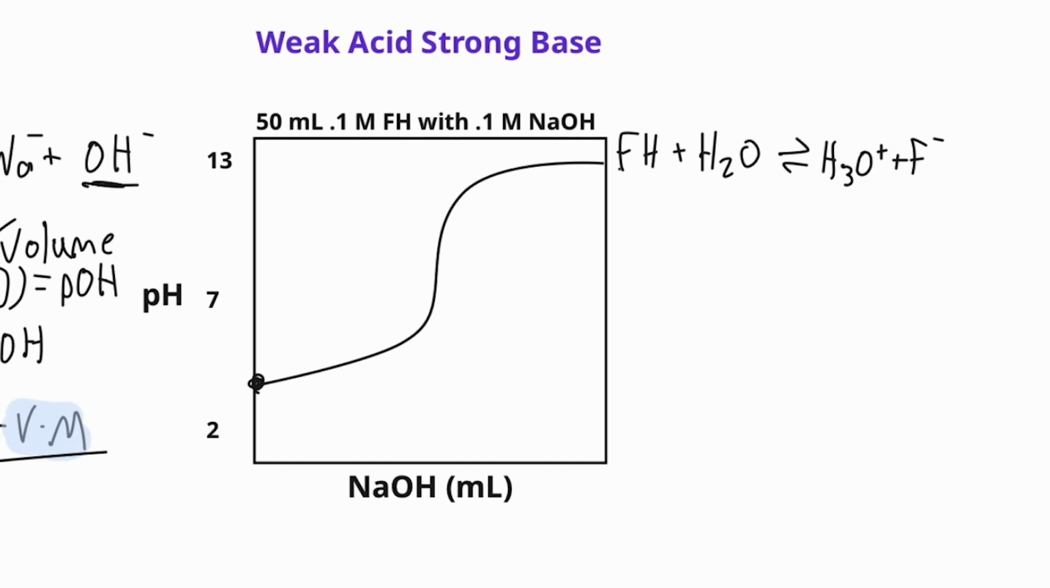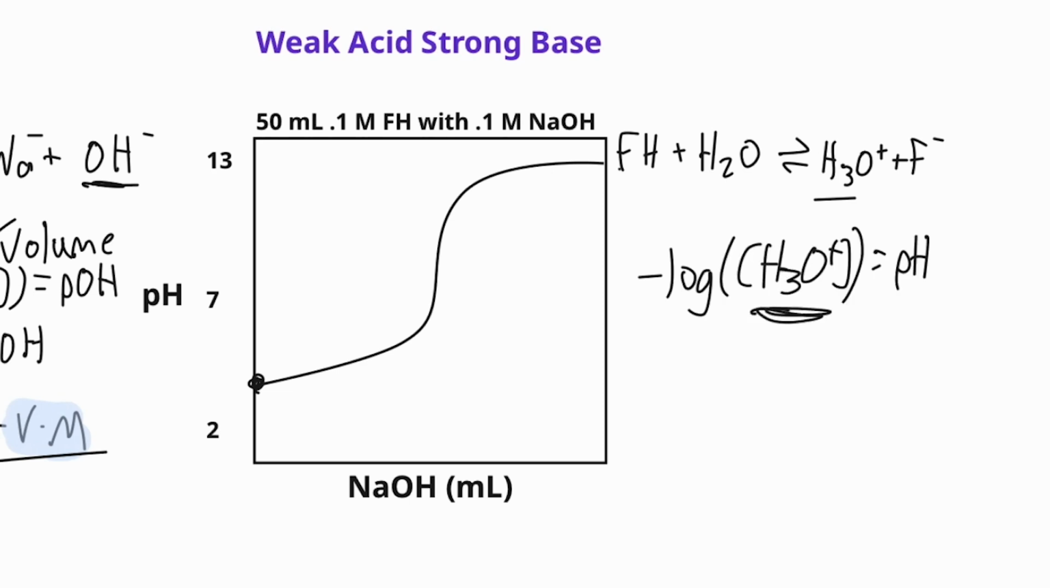I'm not going to go through how to do an ICE table in this video, but you would use it to get the concentration of H3O plus and then plug that into negative log of the concentration of H3O plus. Keep in mind that the H3O plus concentration is not that high because FH is a weak acid, and that explains why the pH is not that low compared to where it is for a strong acid titration. After this, we start adding some base, and we'll talk about what happens during that red highlighted portion.